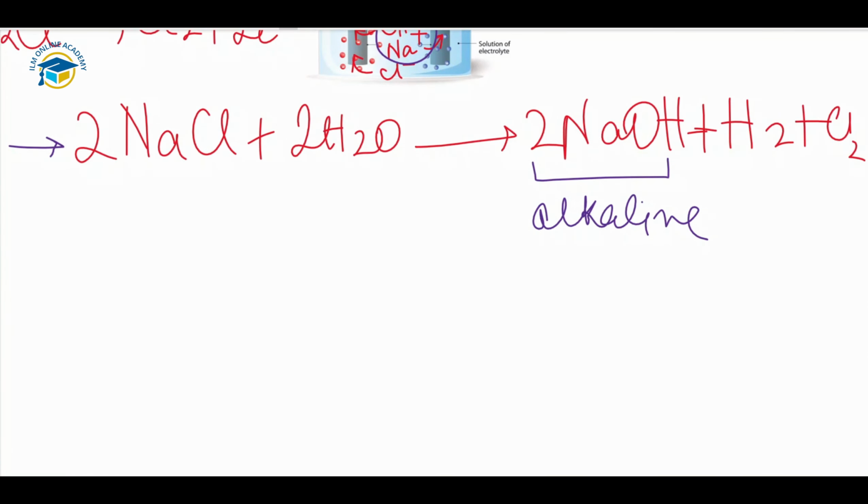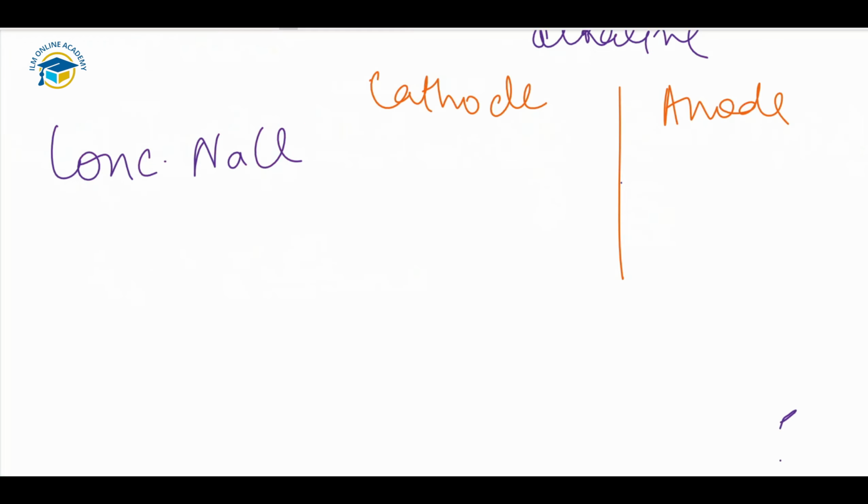Now I have a summary of the difference in the products formed for the concentrated and the dilute solution of metal halides. For example, if you have concentrated NaCl, then what will happen? A concentrated aqueous solution of NaCl produces two products at the cathode and the anode.